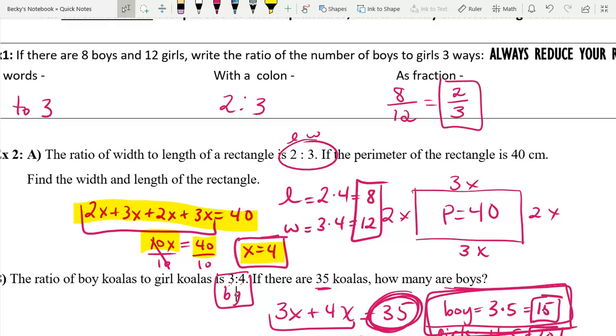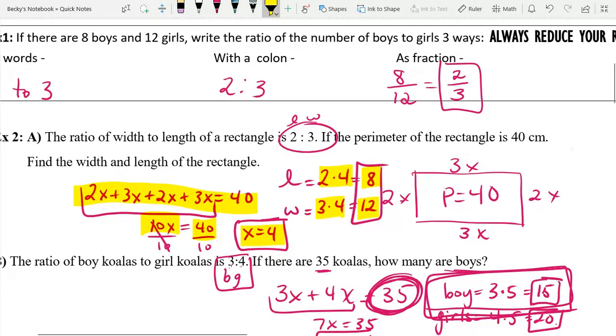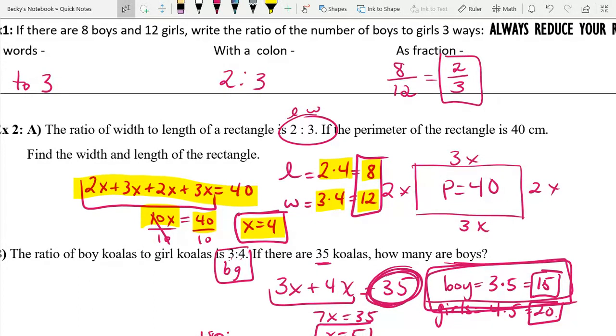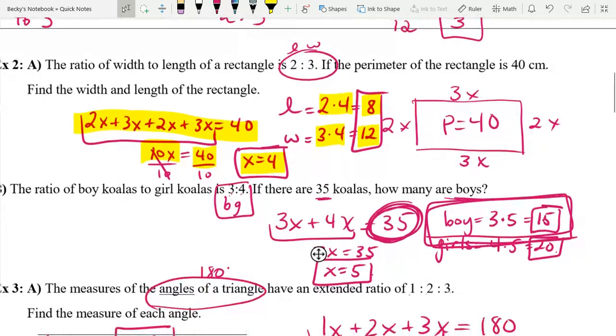So you have to go back and plug in the 4. So it's 2 times 4, which is 8. And the width is 3 times 4, which is 12. And that is your final answer. And you can check your work. So if you were to add up for your perimeter 8 and 12, you get 40. So you know your answer is correct.